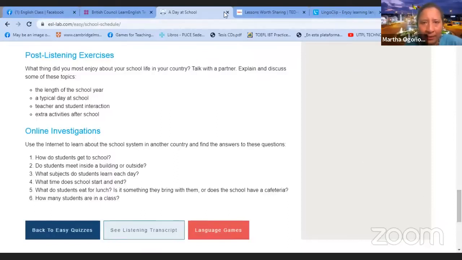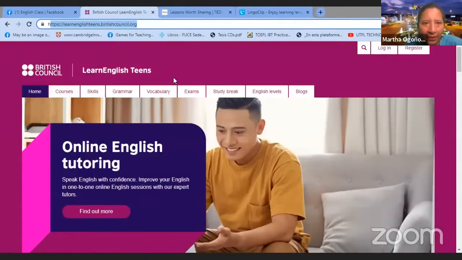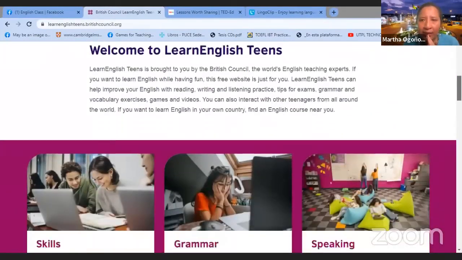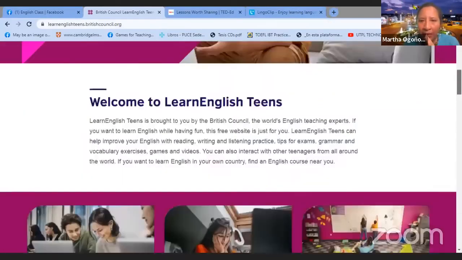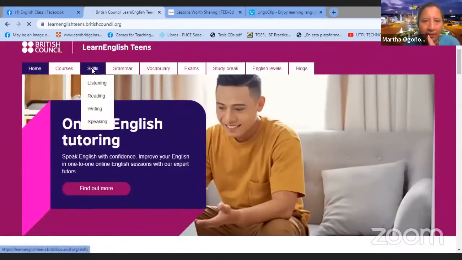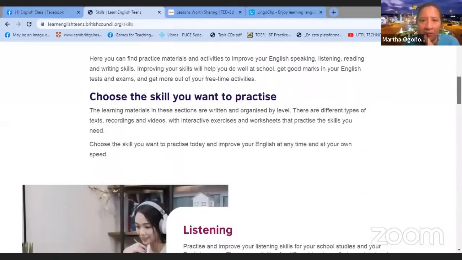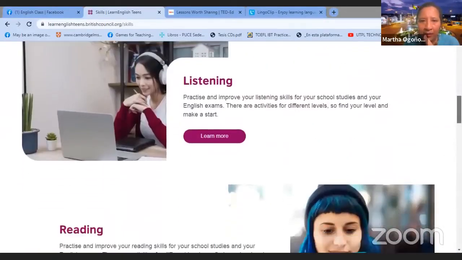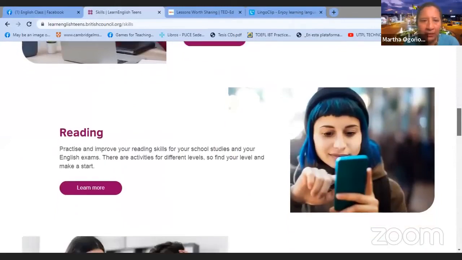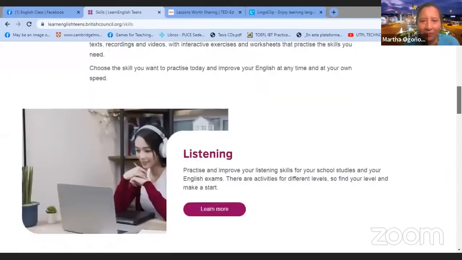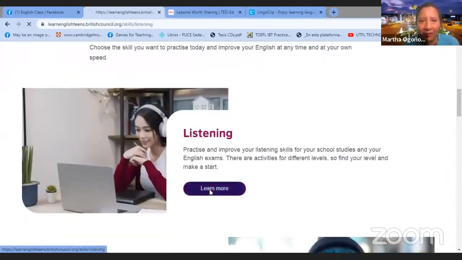Okay, apart from that, we have this one, British Council Learn English. It's the same procedure. Nonetheless, there is an extra thing. This is skills, and our topic is listening. Here we can find the same levels. For instance, we were seeing A1, and here is listening. Let's see more.